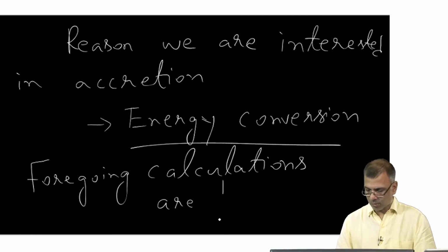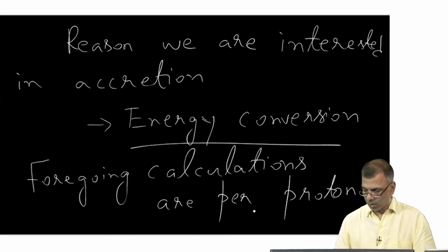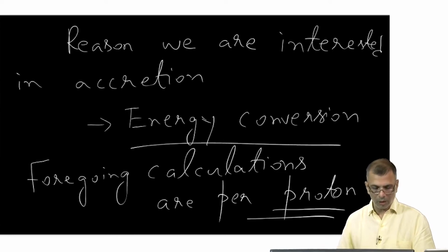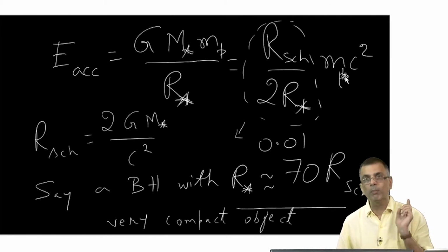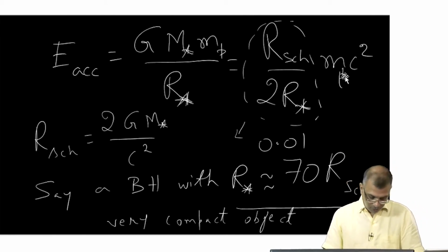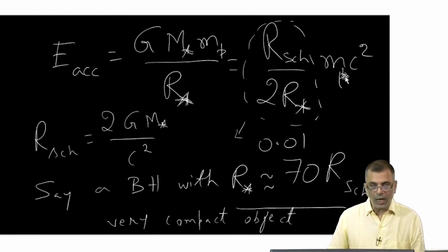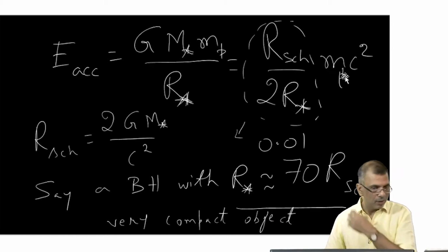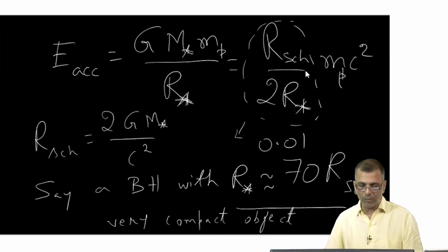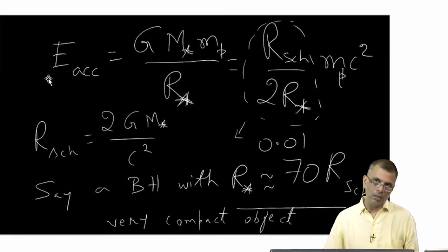R per proton, right? Because everywhere I wrote m sub p. So, all of this is for one proton. Now, naturally, suppose I try to create a large amount of matter, many protons. Naturally, my E accretion will grow.